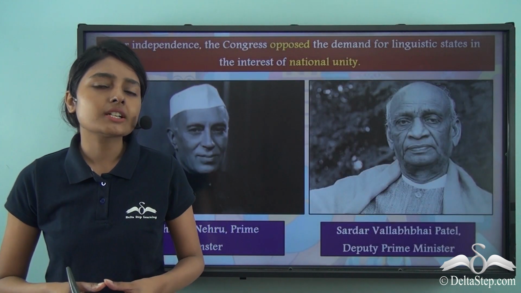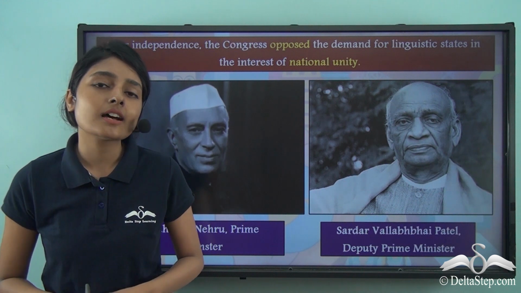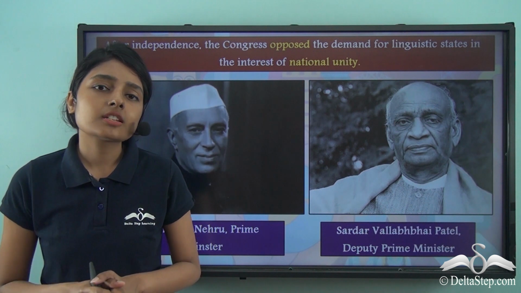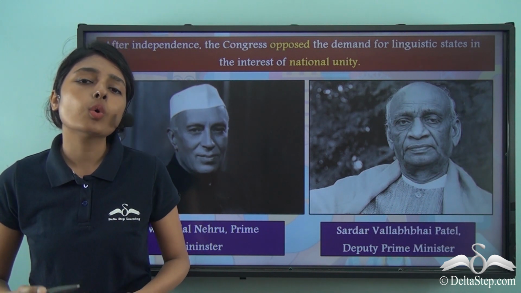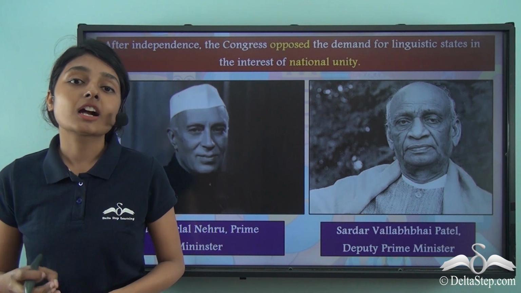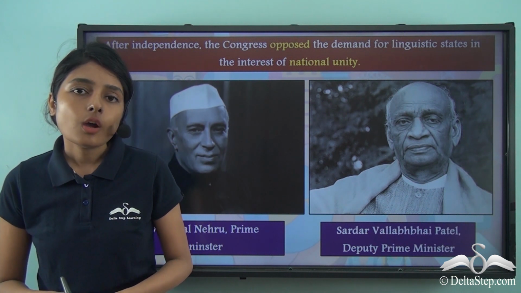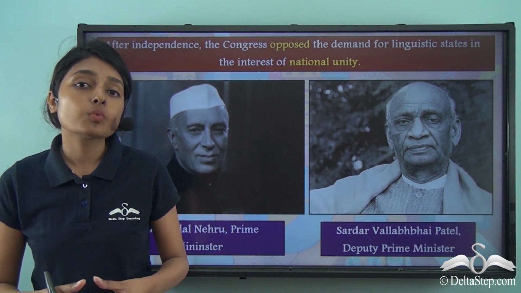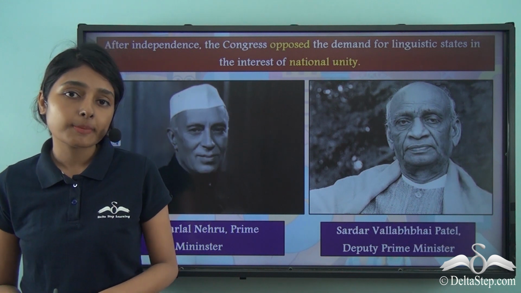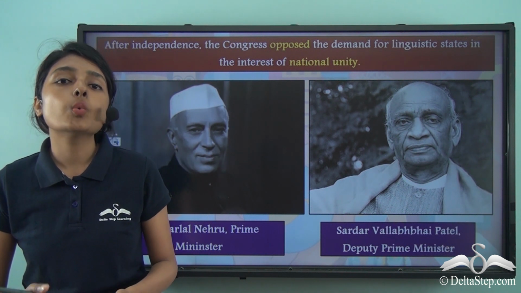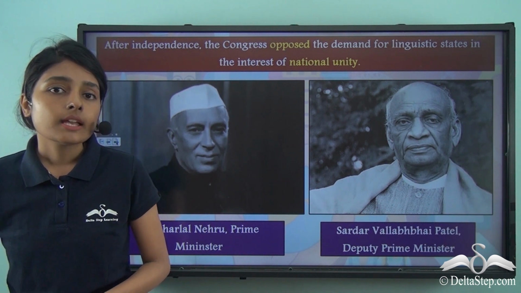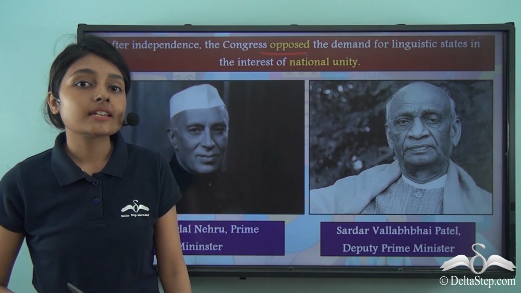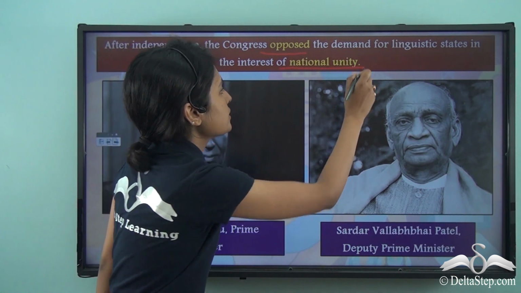But the situation after independence wasn't as easy as it sounds, because the Congress as well as the constitution makers had to take care of a whole lot of conflicts that the country was enmeshed in. All these separate linguistic groups were wanting to have their own states. They were even wanting to have their own nations, so to speak. And so the Congress now walked back on its promise. The Congress opposed the demand for linguistic states in the interest of national unity.